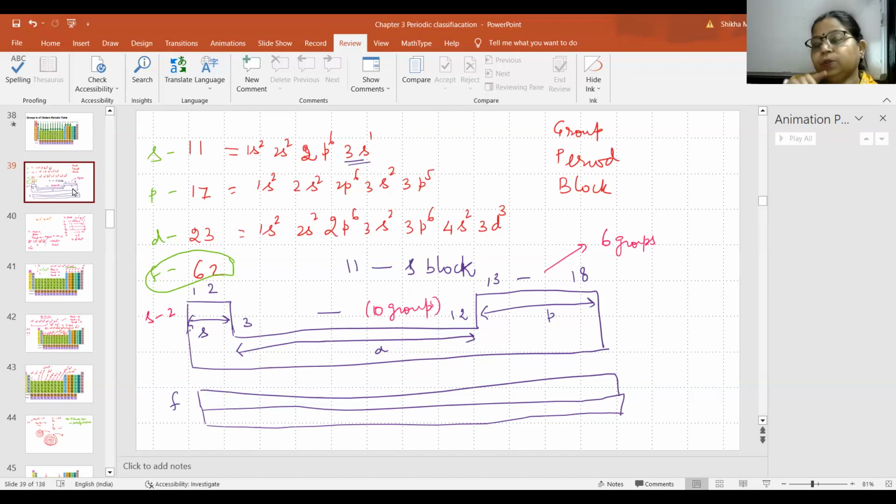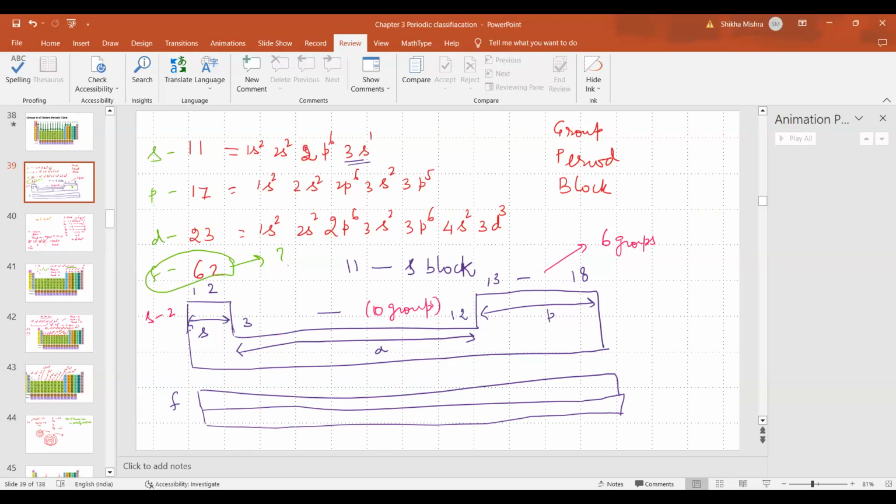I remember I told you to write the electronic configuration for the element having atomic number 62, which is of course an f block element, right? Are you able to recall this now? Ritika, can you recall it now? Yes, ma'am, I do. Okay, but all of you forgot to write it.